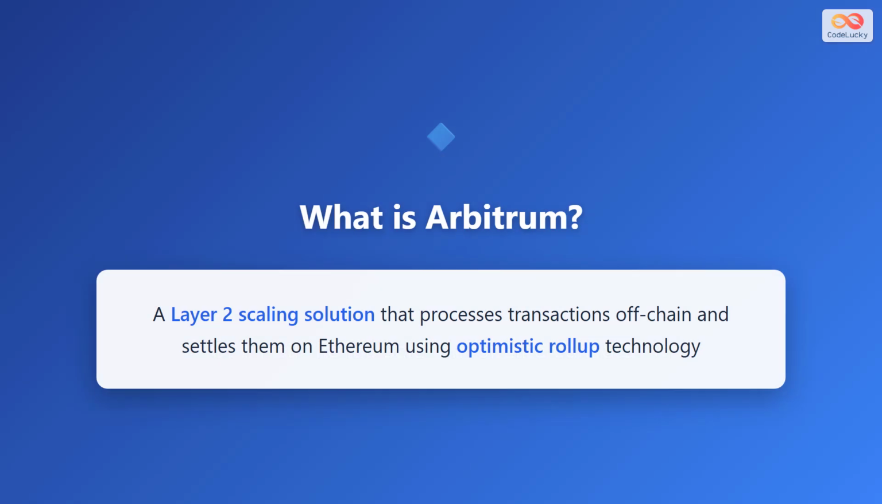Arbitrum is a Layer 2 scaling solution that processes transactions off-chain and settles them on Ethereum using optimistic rollup technology. Think of it as a secondary layer built on top of Ethereum that handles the heavy lifting of transaction processing, while Ethereum's main chain focuses on security and final settlement.